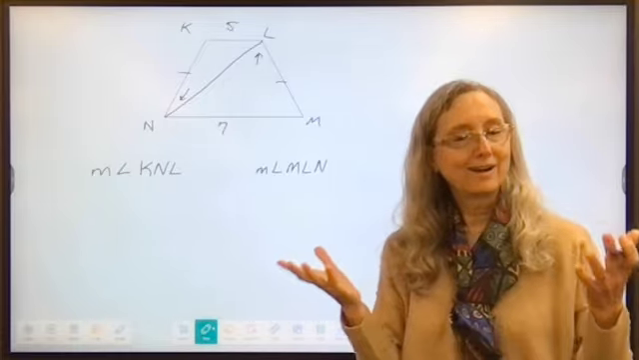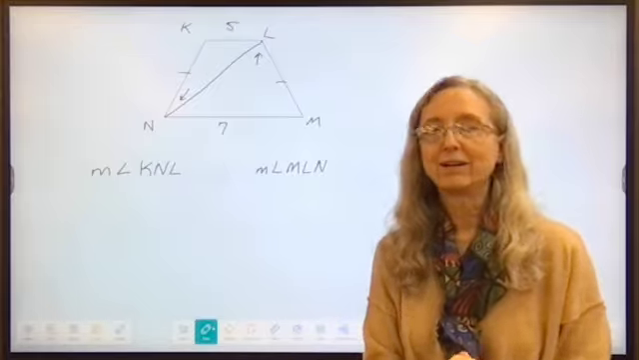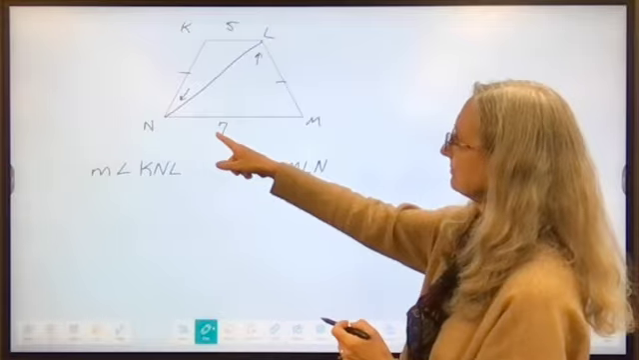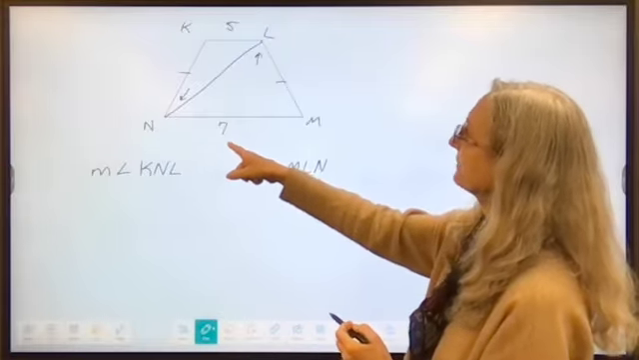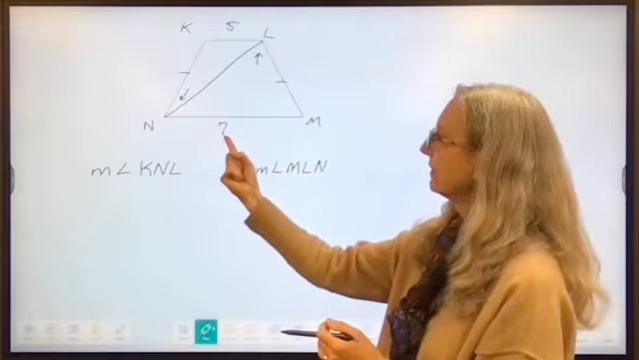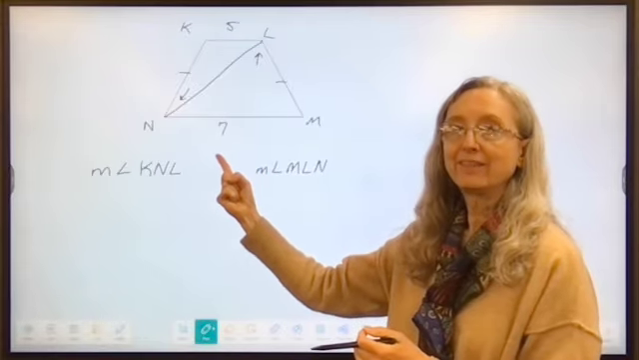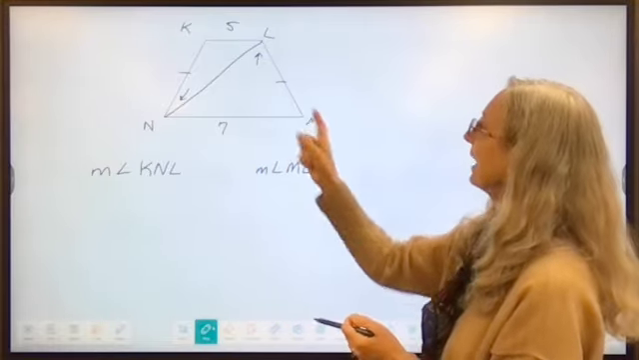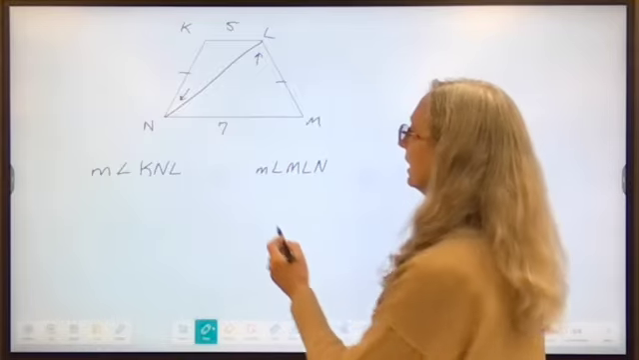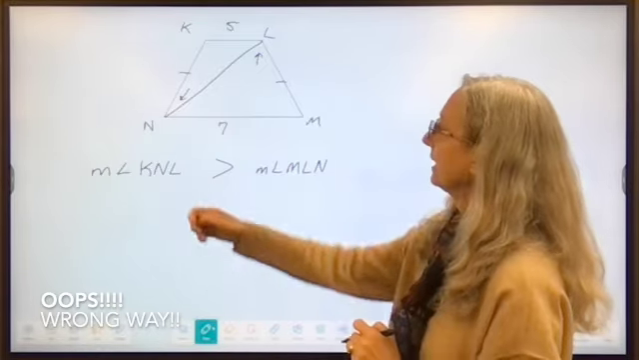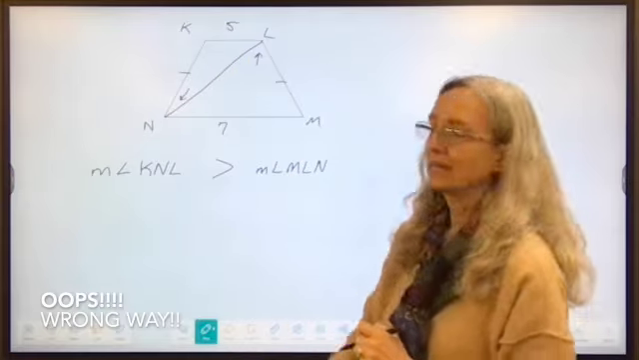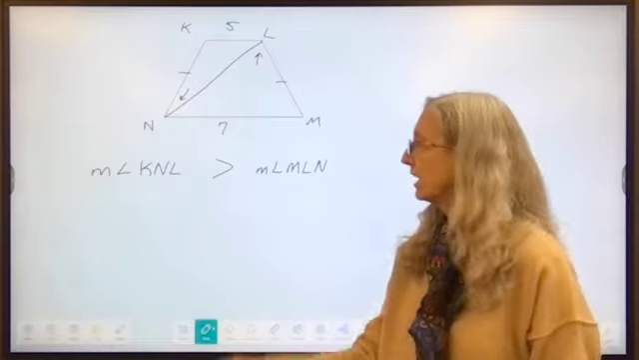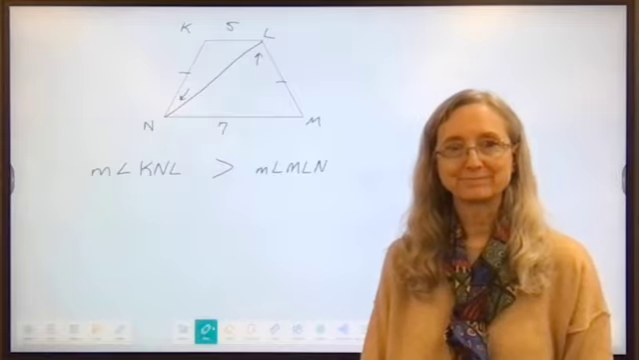Okay, so how do the angles compare? I need to look at the sides across from them. NM is 7, KL is 5. This is the larger side, therefore it's across from the larger angle. So angle MLN would have to be greater than the measure of angle KNL. And this is an inequality. You're not looking for an exact number, you're just looking for a relationship.